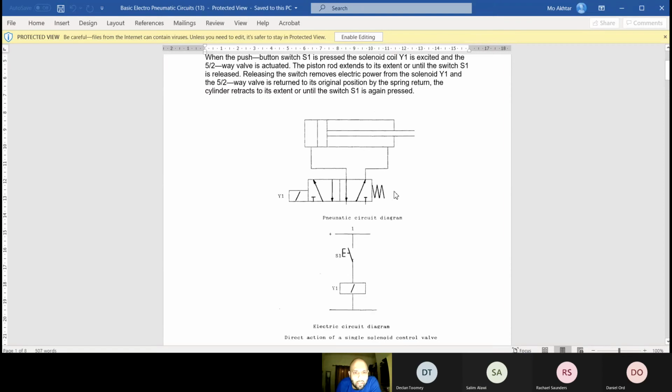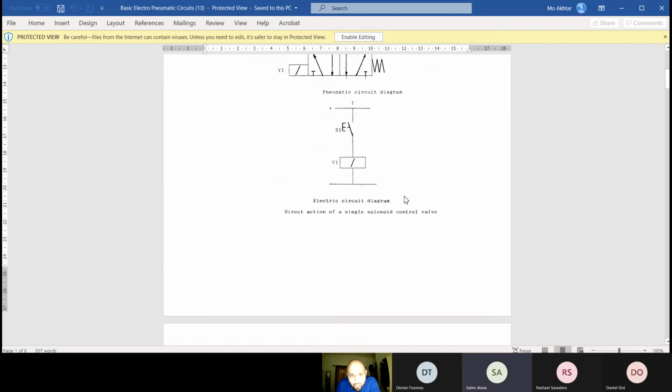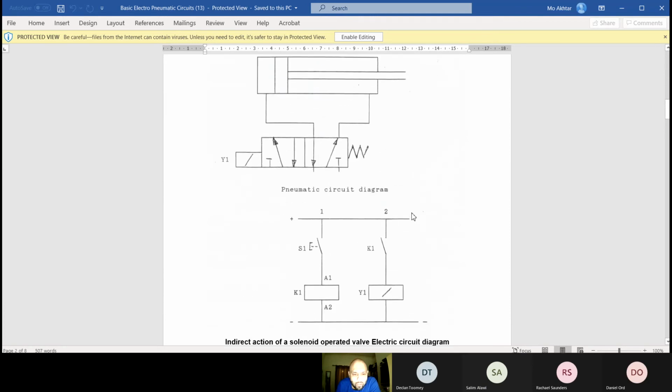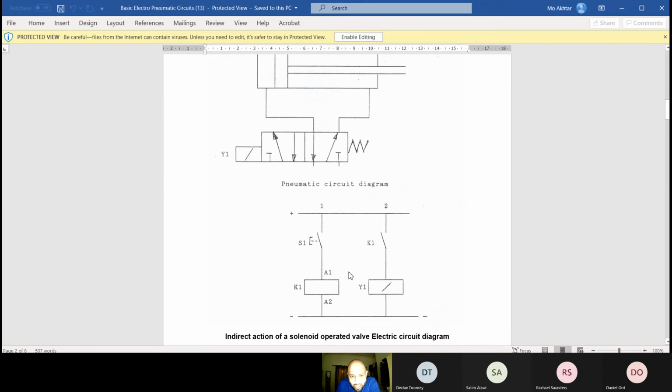What you've got here, this is your actuator. That's your control valve. It's an electro-pneumatic, with your wire here. It's spring returned. Now, the way you design that is this way. You're going to go through a relay. It's going to switch on the solenoid. You all understand that, yeah?